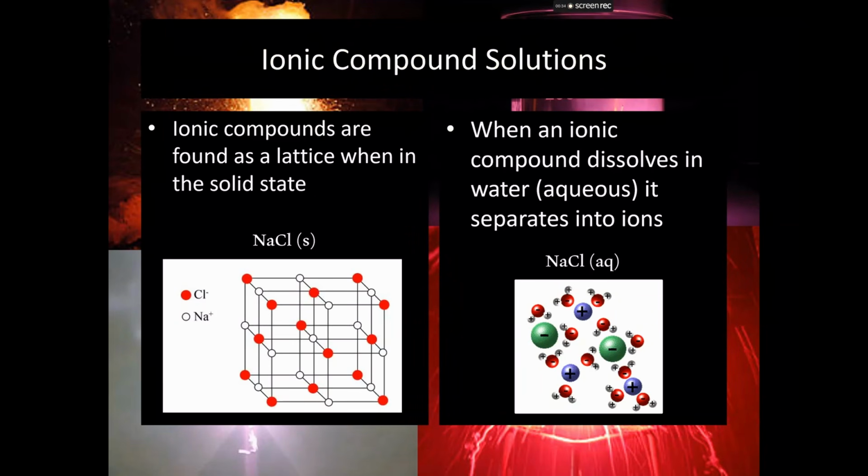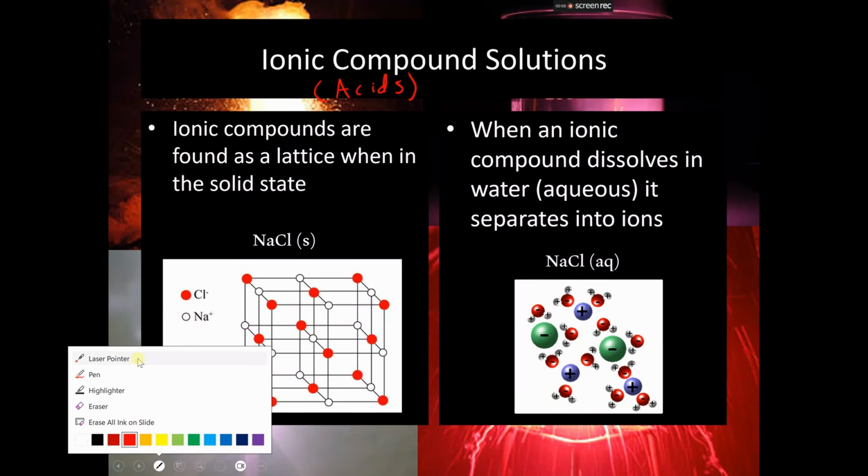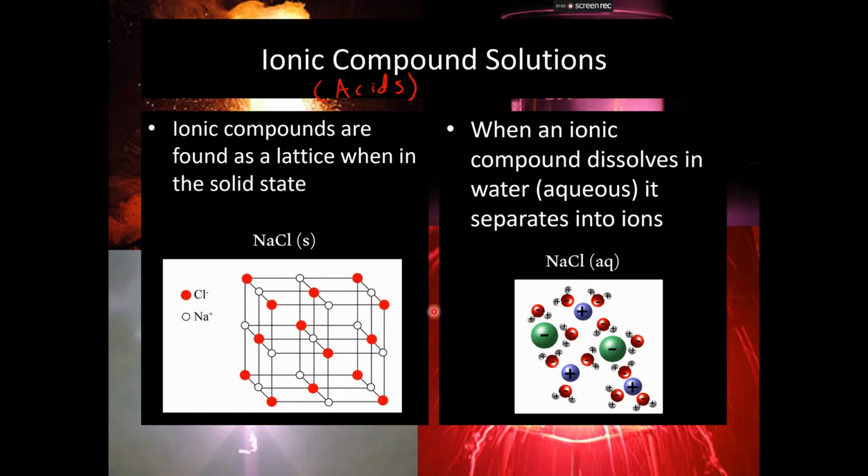So with ionic compounds, and this is only going to really apply to ionic compounds and also acids, ionic compounds and acids are going to do this. When an ionic compound is found in the solid state, it's found like we have it here on the left side. It's found as a chemical lattice, which we see here for sodium chloride in this case. This is a case that we studied in earlier units for ionic compounds when they're a solid.